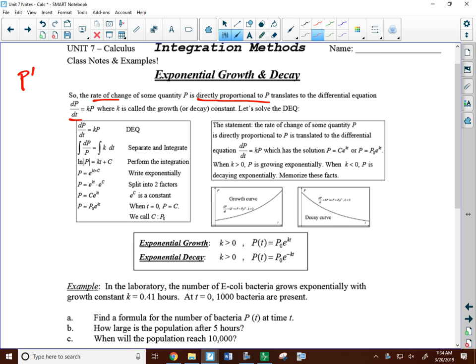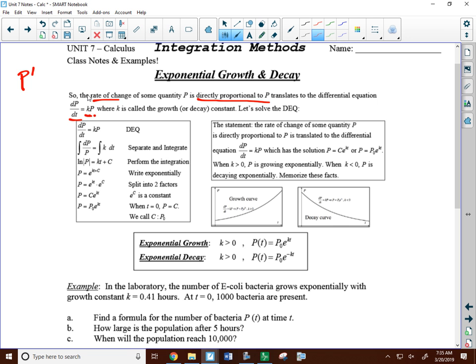If that is directly proportional to p, it translates to this: dp/dt equals k, some constant, which we'll end up calling the growth or decay constant, times p. That's what we start with, if we know that is true. If we don't, then we wouldn't be able to do these exponential growth and decay problems. But if the rate of change of your quantity is directly proportional to it, it's varied by some constant k.